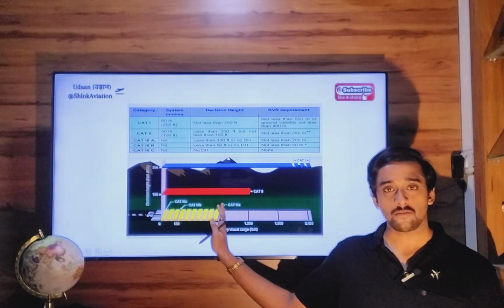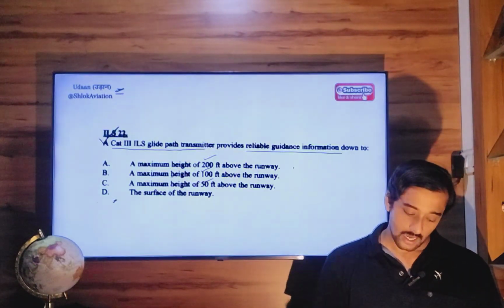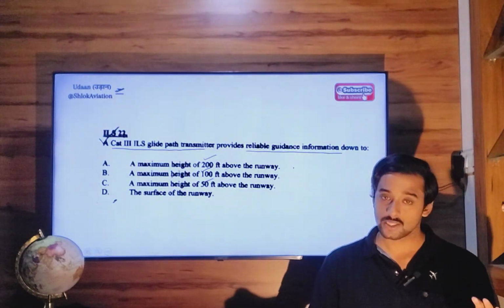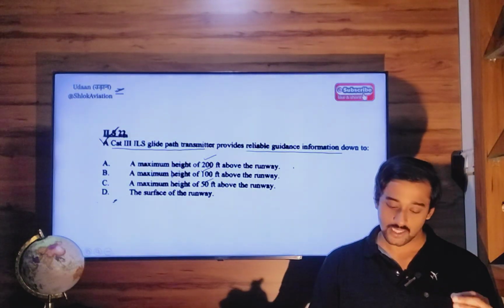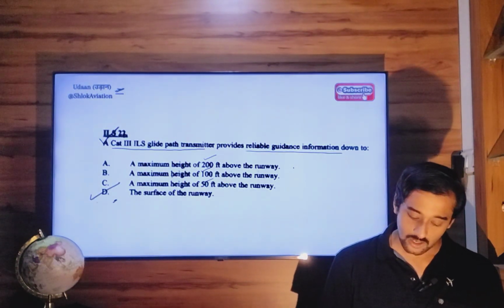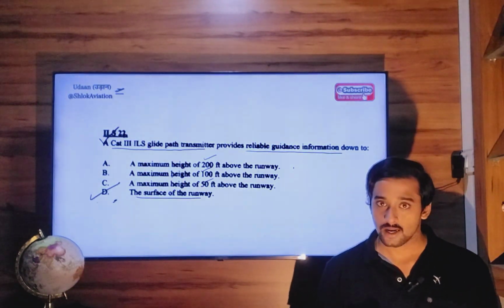This diagram makes it easy to remember. Now, a Cat 3 ILS glide path will provide reliable guidance information down to the surface of the runway. Option D.